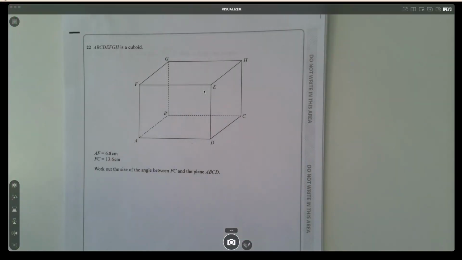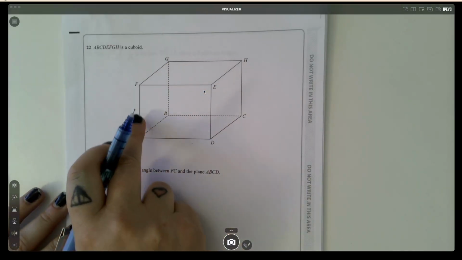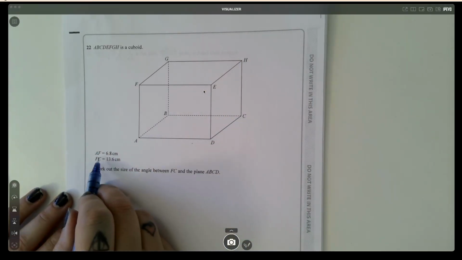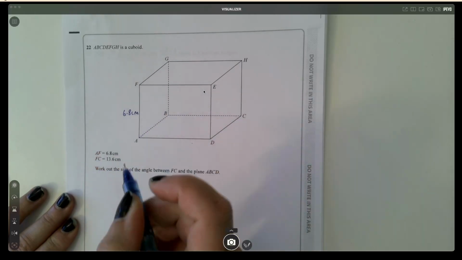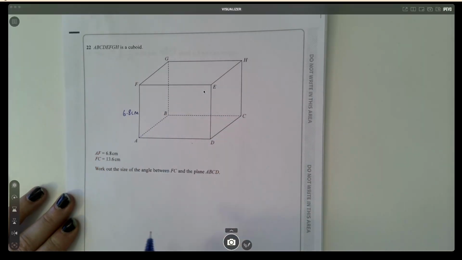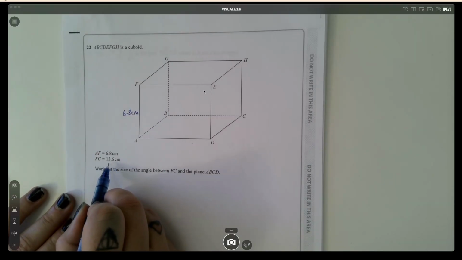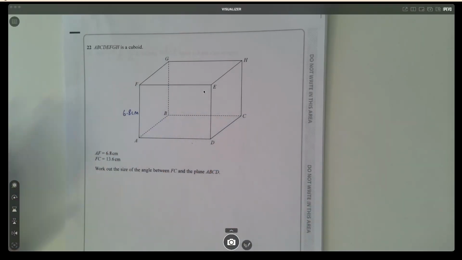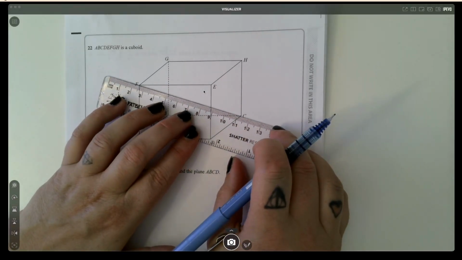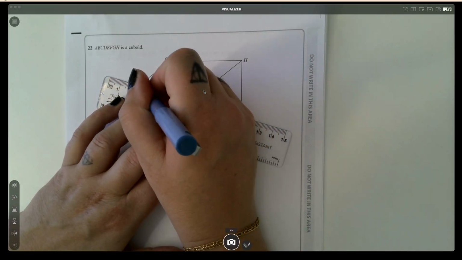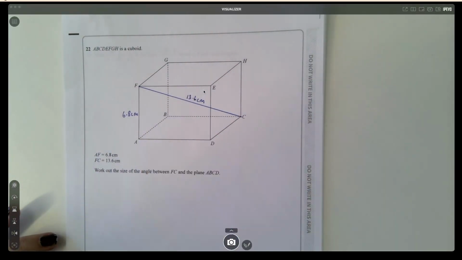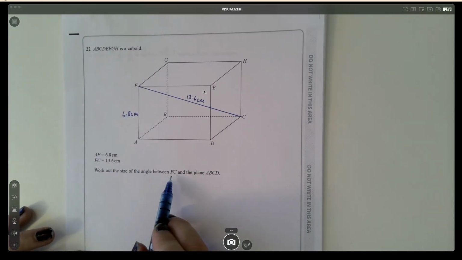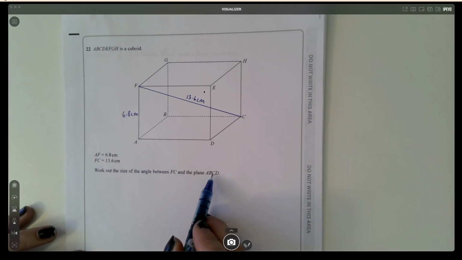Question 22. A, B, C, D, E, F, G, H is a cuboid. So this is our cuboid and the vertices are labelled with the letters. AF is 6.8 centimetres. I'm going to mark that on my diagram to help me out here. FC, from F to C, is 13.6 centimetres. Work out the size of the angle between FC and the plane ABCD.